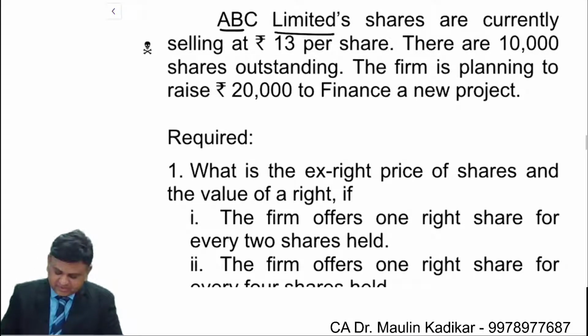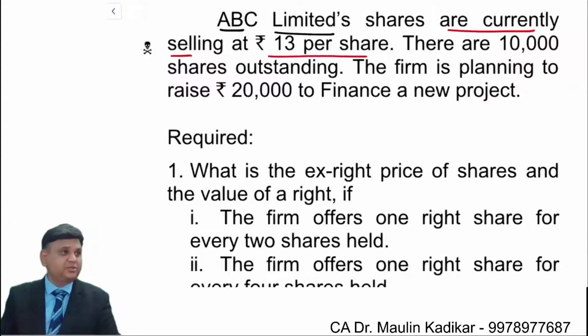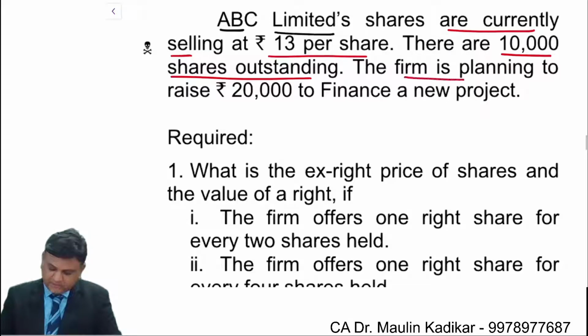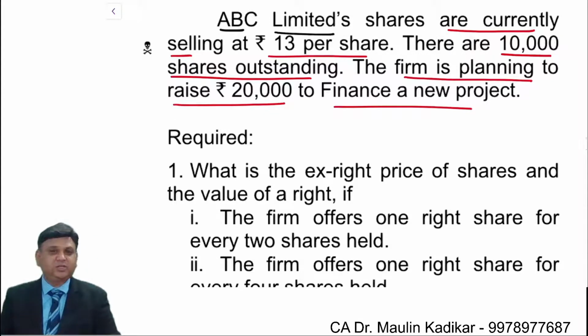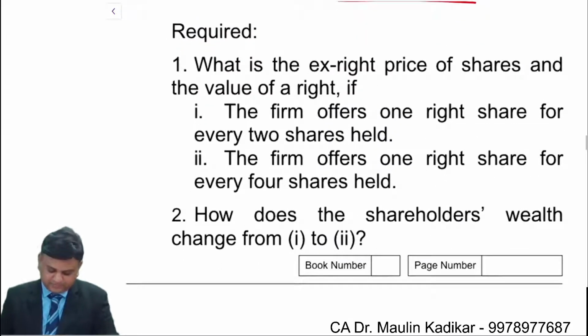ABC Limited's shares are currently selling at the rate of 13 rupees per share. So the current price is 13. There are 10,000 shares outstanding. It means that presently 10,000 shares have been issued. The firm is planning to raise rupees 20,000 to finance a new project. So the company is considered to raise 20,000.